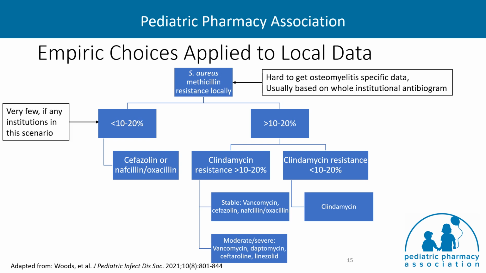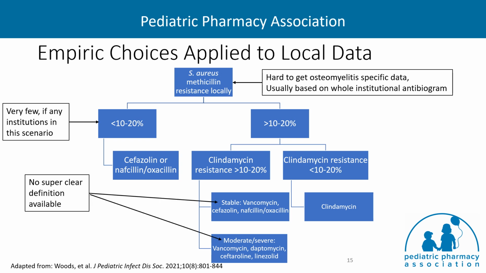And the whole less than 10 to 20% methicillin resistance, very few, if any, institutions are actually in this scenario. So most of the time you can probably ignore that as being able to go to that in all patients. There's another pathway to get there. If your clindamycin resistance is a little bit higher and the patient's reasonably not sick, you could try them on an MSSA agent, but most people are probably going to opt to go the other route.